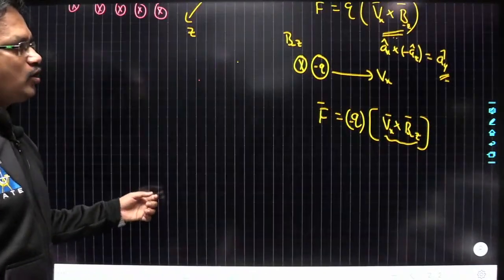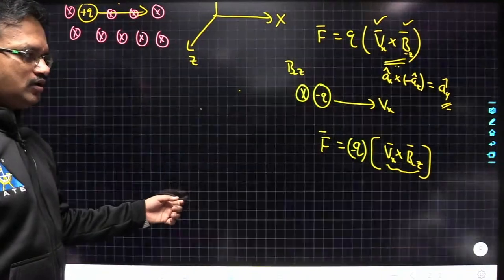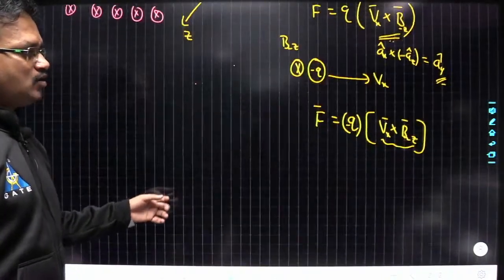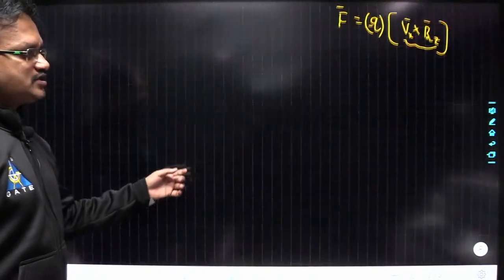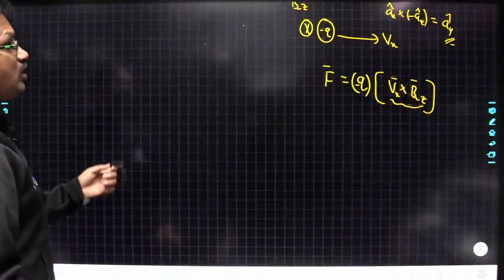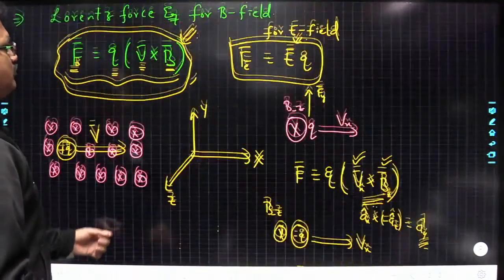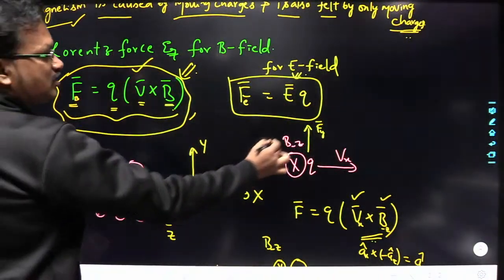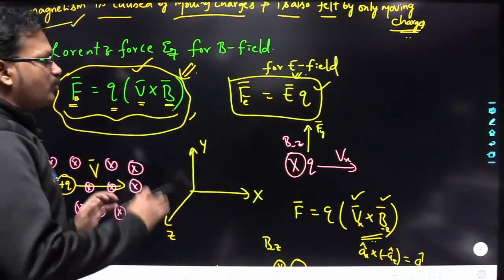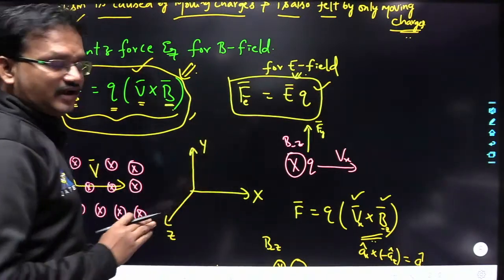Okay, so I hope you have understood how to determine the force. Yes or no? Now in today's session we will see the application of this Lorentz force equation. See, I have told the Lorentz force equation for B field and this is the Lorentz force equation for electric field. Suppose you are having both magnetic field as well as electric field here.